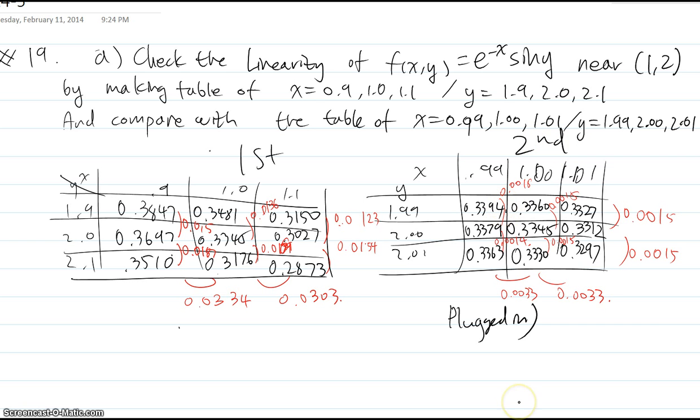On the first table I got 0.015 between 1.9 and 2.0, given that x remains constant. The next time I got 0.0187, which differs in the third decimal place. The same thing happened when x was 1.0 and constant. It varied in the third decimal place by about 0.003, and the same exact thing happened at x equals 1.1.